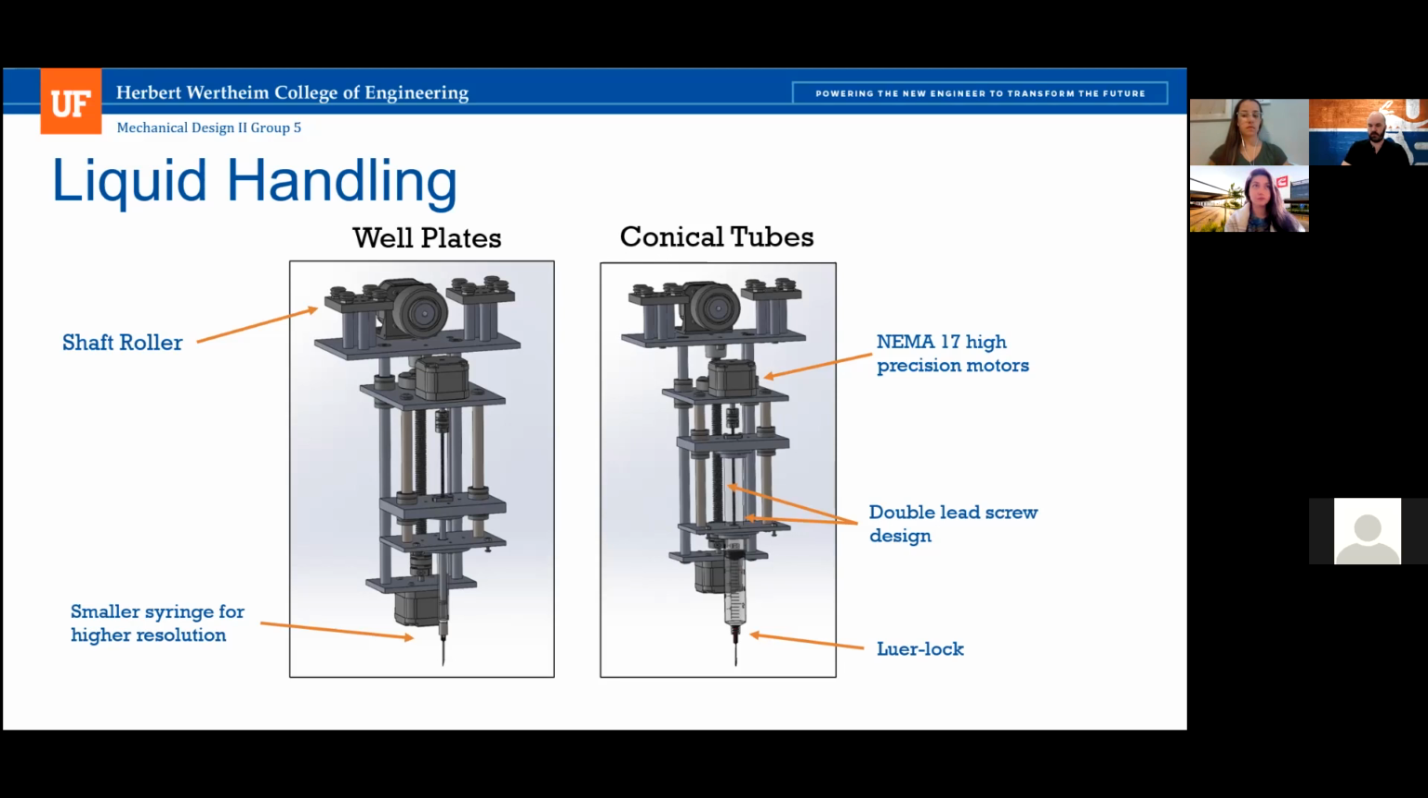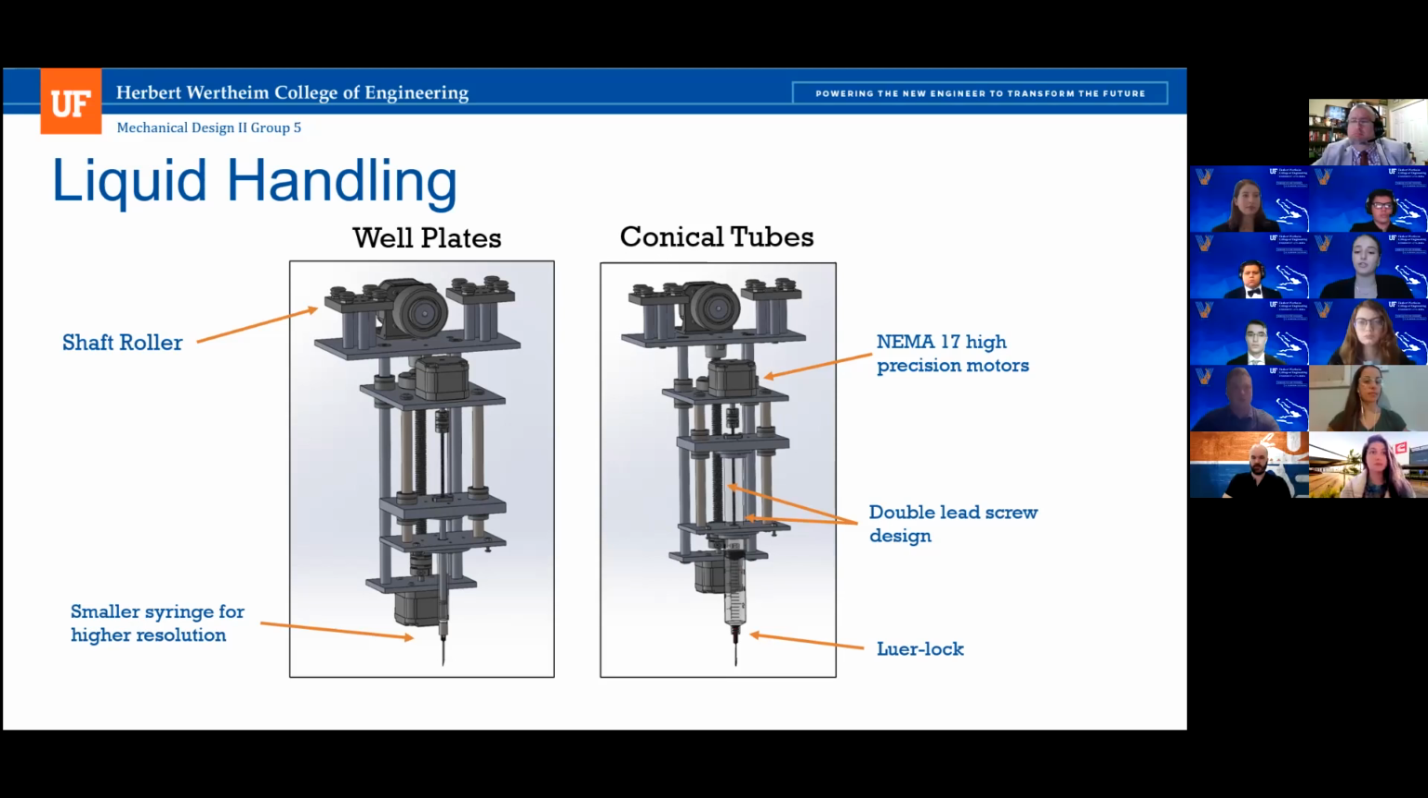They function using two lead screws. So the first lead screw in the back moves the entire system up and down in order to reach the cultures. And then the smaller lead screw in the front controls the plunger on our syringe. And our syringes also have a luer lock design, which enables the user to switch out the needle as they see fit based off of their experiment.